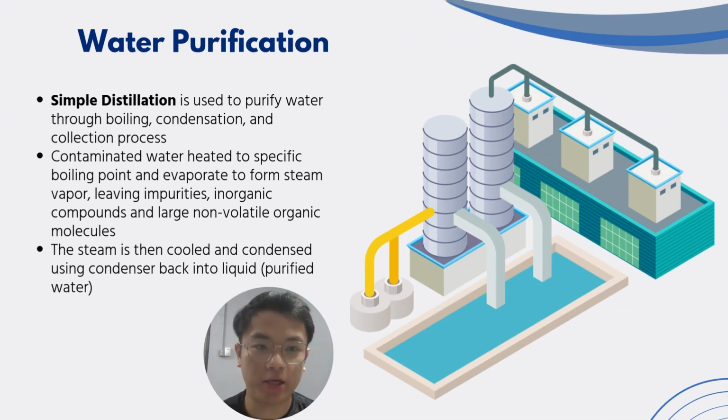For the first application, which is water purification, simple distillation is used to purify water through boiling, condensation, and collection. The contaminated water is heated to a specific boiling point and evaporates to form steam vapor, leaving behind impurities, inorganic compounds, and large non-volatile organic molecules. The steam is then cooled and condensed using a condenser back into liquid, which is purified water.